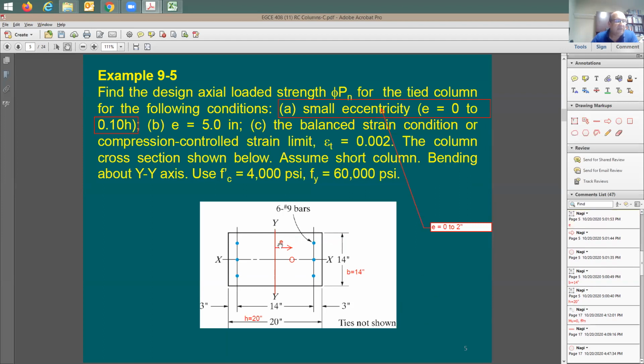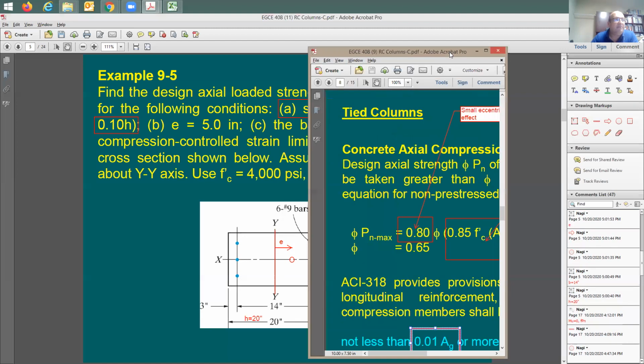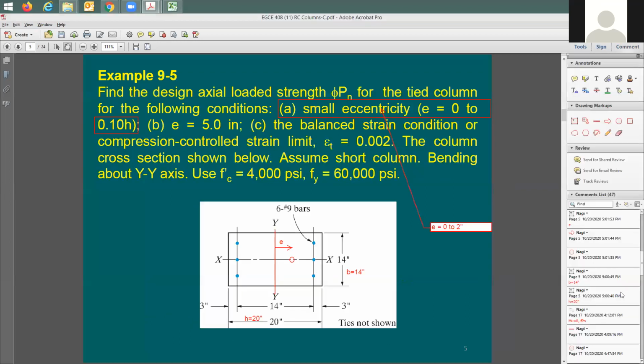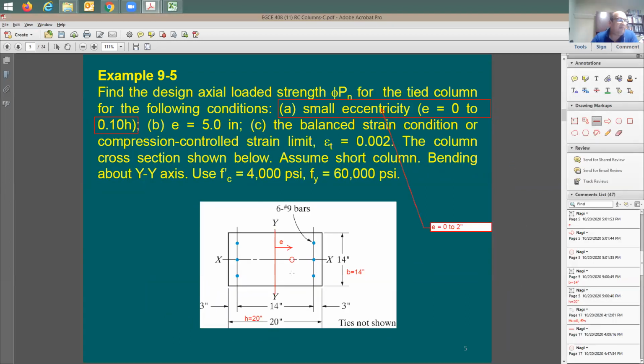As long as this eccentricity is equal to 2 inches, the axial load capacity of the column can be determined using this equation. Are you guys following me? Yes, we're good. All right, great. So now I have the definition of eccentricity. e, when it comes to small eccentricity, is going to be a maximum of 10% of h, a maximum of 2 inches.